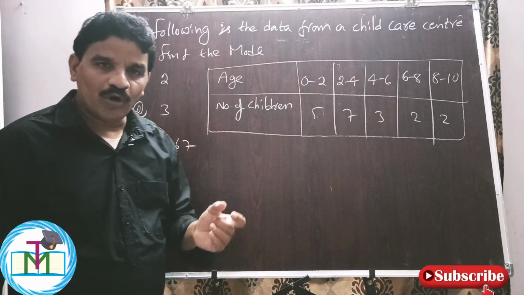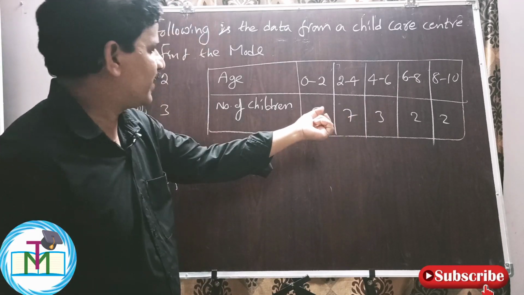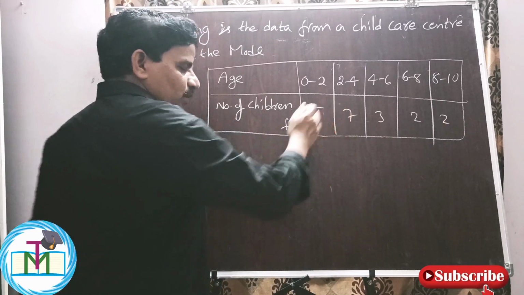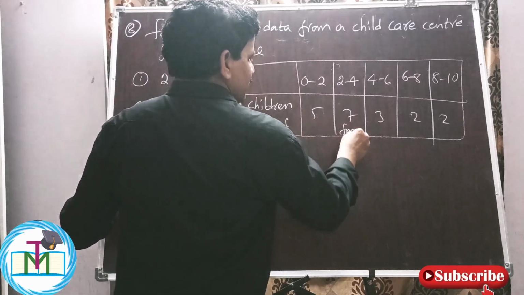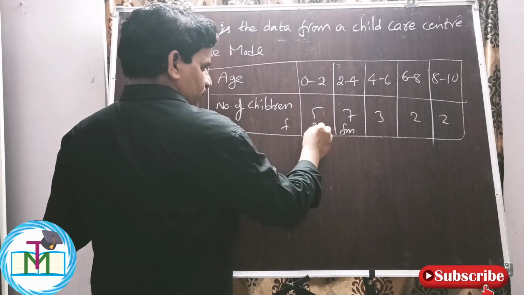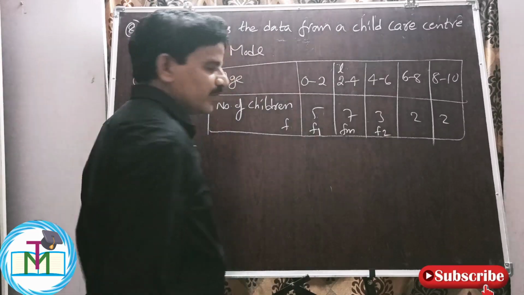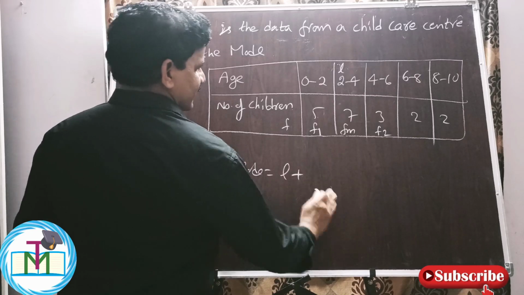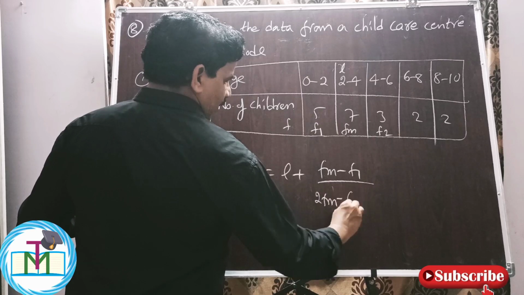Mode means the most frequently repeated value. Let us see which is more in the frequency. The frequencies are 5, 7, 3, 2, 2 and so on. So this is the highest value. Therefore take it as Fm, the frequency of the modal class. Before that value you have to take F1. After that value you have to take F2. Therefore the mode formula is: mode is equal to L plus Fm minus F1 by 2Fm minus F1 minus F2, into I.